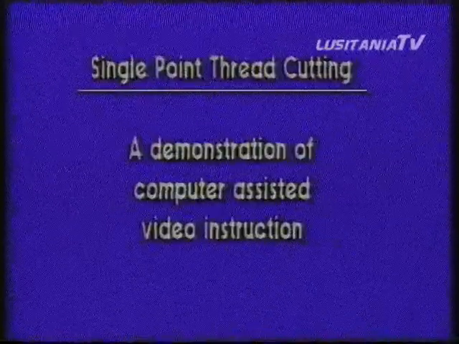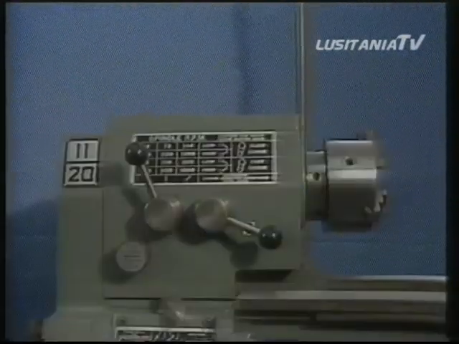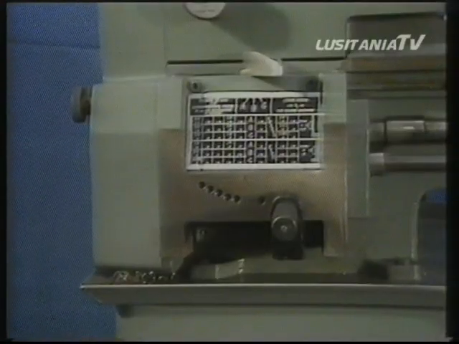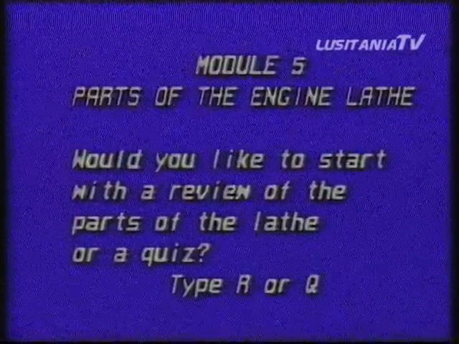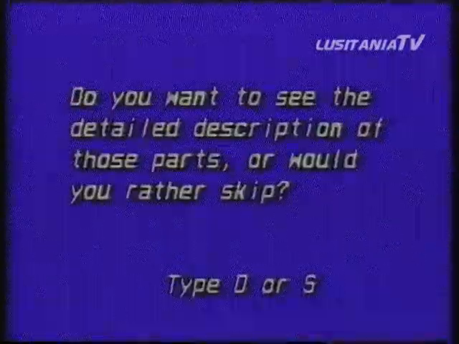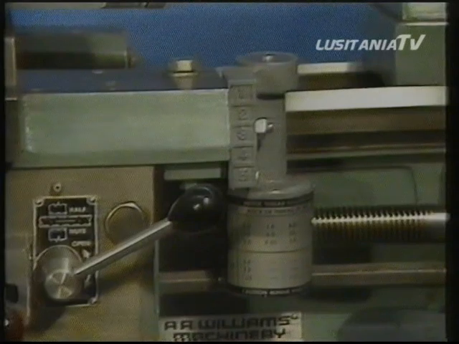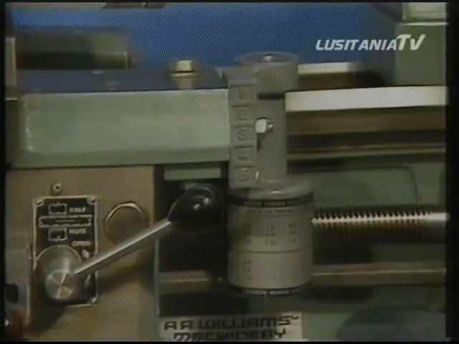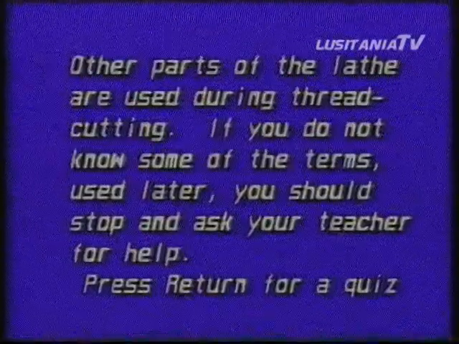The first disc that we produced is designed to support machine shop instruction. Welcome to single-point thread cutting. The four major parts of the lathe are the headstock, the quick change gear mechanism, the carriage, and the tailstock. The module is intended to supplement the classroom instruction and perhaps even replace that small portion of the class, which is the demonstration. The advantage in this case is that the student has their own presentation of the information. It can go at their own pace and tailor the instruction to that particular individual.